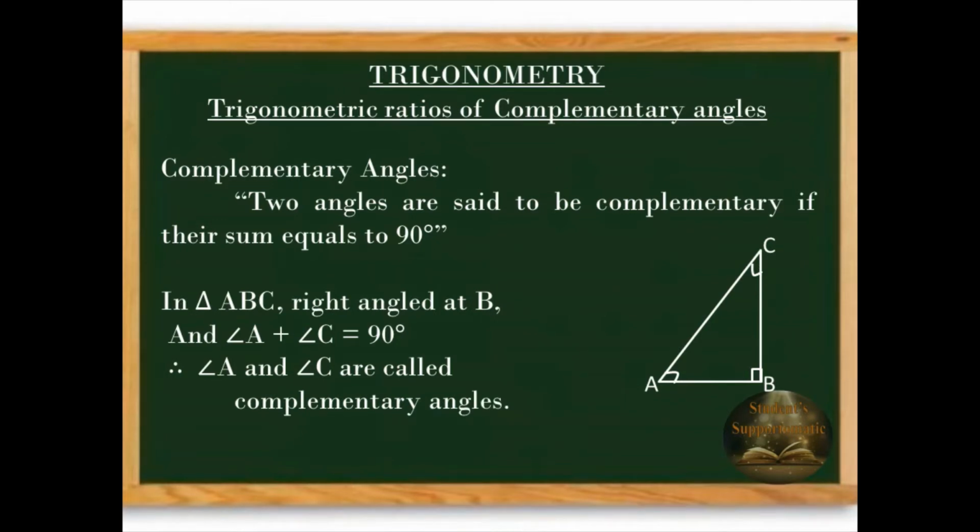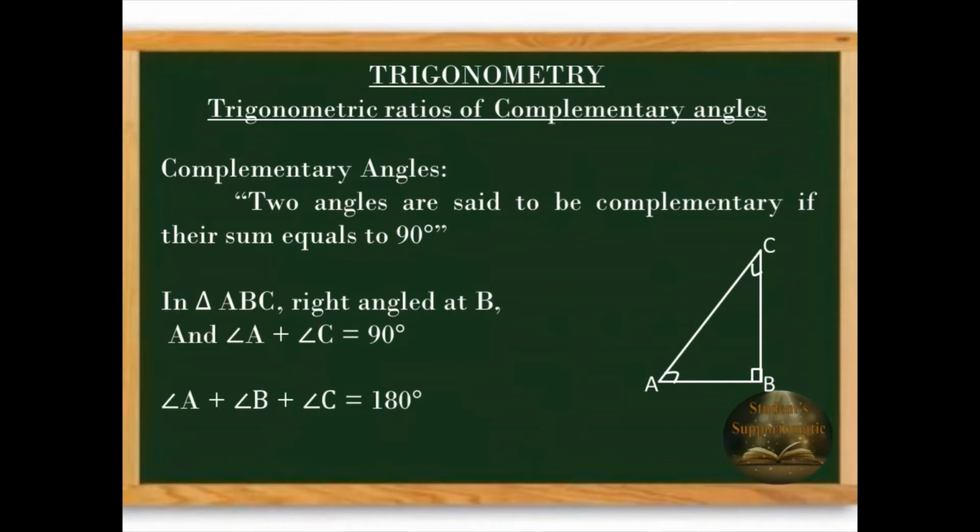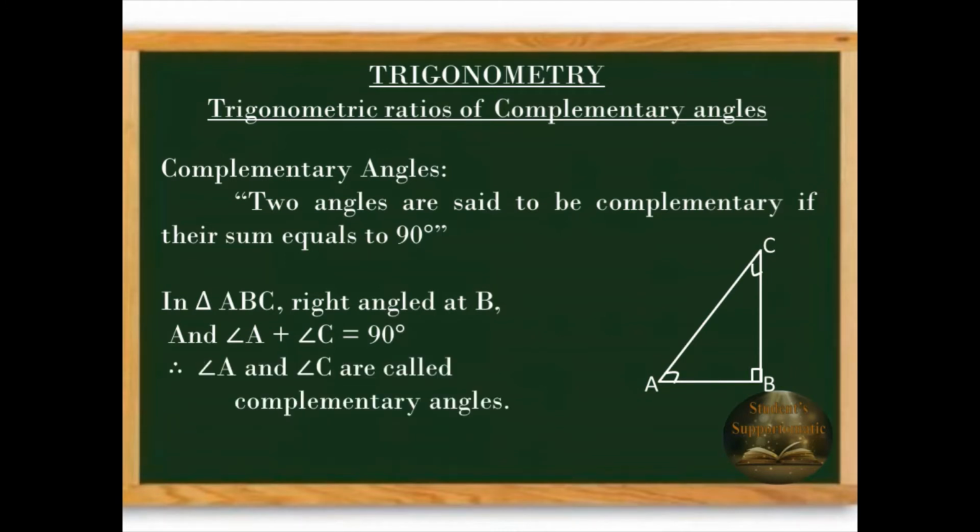Once again, complementary angles: angle A plus angle B plus angle C is equal to 180 degrees. So here angle B is equal to 90 degrees. Therefore, angle A plus angle C is equal to 90 degrees. Therefore, angle A and angle C are called complementary angles.